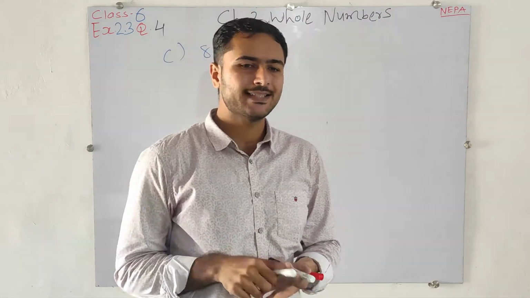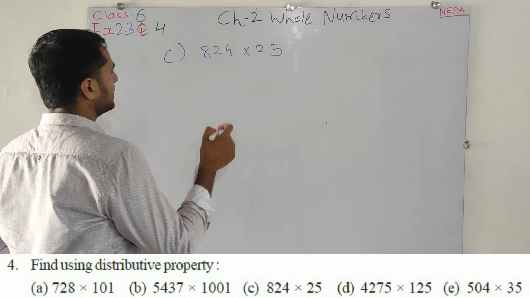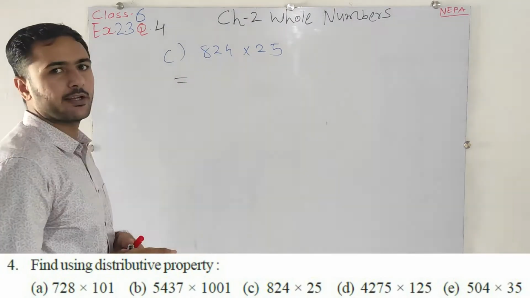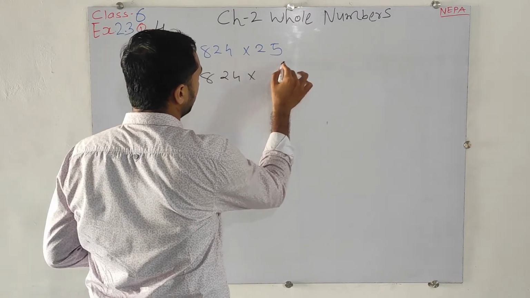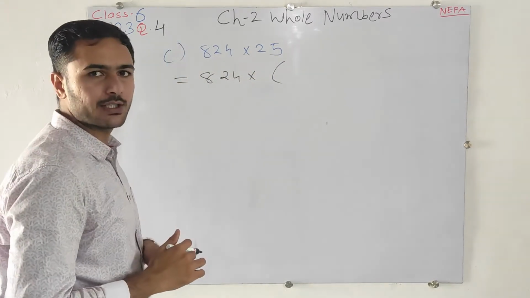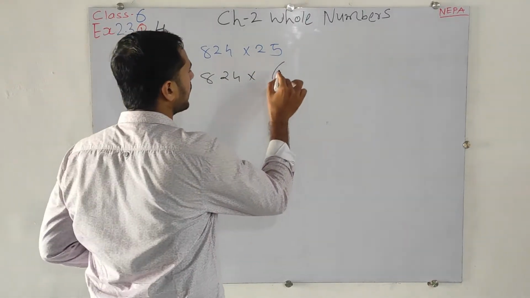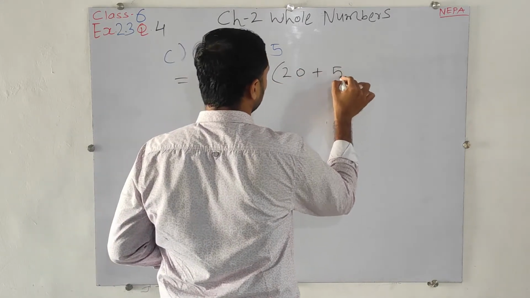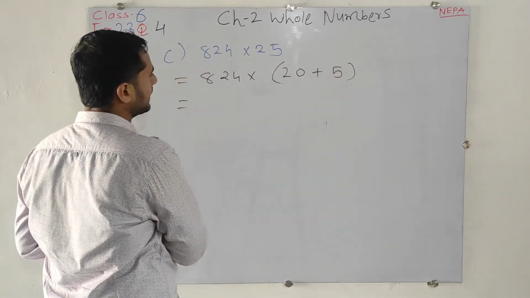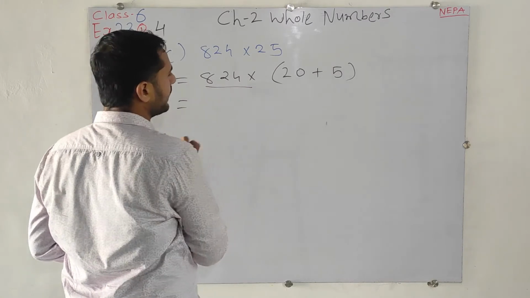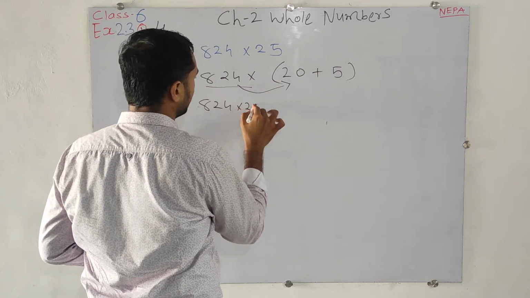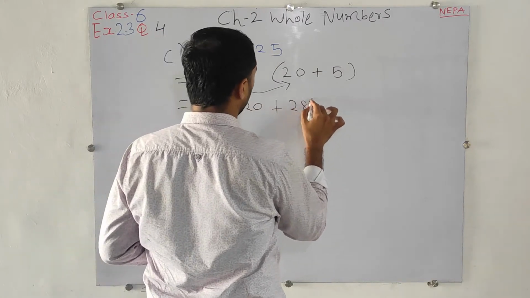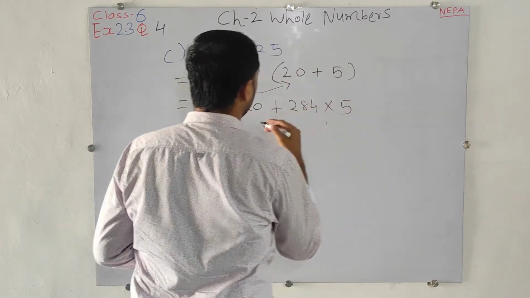Now the third one, let's see how we will do. That is 824 multiplied by 25. So let's use the distributive property. So 824 multiplied by 25 can be written as 20 plus 5. Okay. So by that I can get this 824 will multiply to this bracket. So it will be 824 multiplied by 20 plus 824 multiplied by 5.